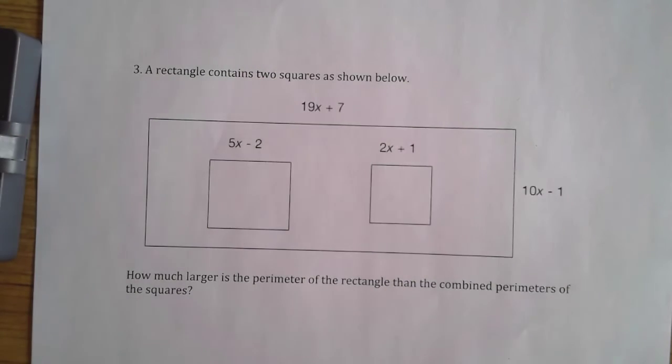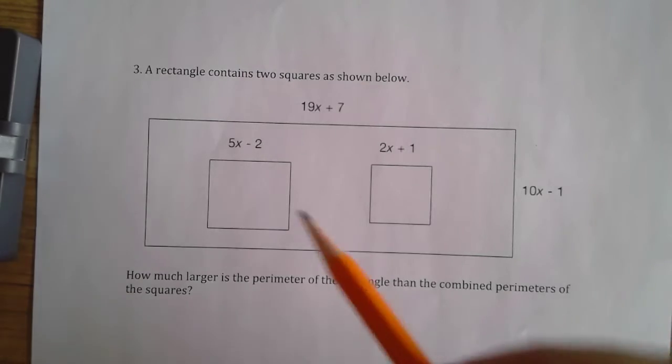Today we're going to talk about a question that I had on your intervention worksheet this morning. Let's take a look at it. A rectangle contains two squares as shown below. How much larger is the perimeter of the rectangle than the combined perimeters of the squares? So we know that obviously the rectangle has a larger perimeter. We need to find out by how much.